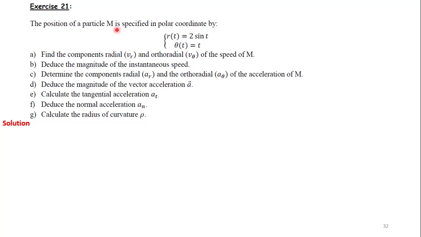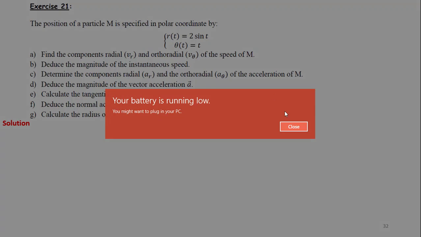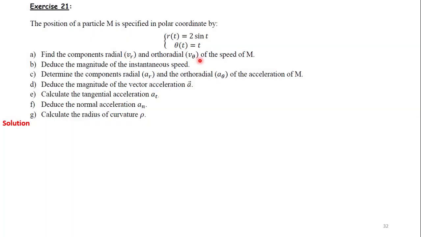The position of a particle M is specified in polar coordinates by r of t equals 2 sine t and theta of t equals t. So we are working here in polar coordinates, and we have parametric equations relating r to t and theta to t. Question A, find the components radial and orthoradial of the speed v. So we need to find Vr and V theta, given that we have r and theta.